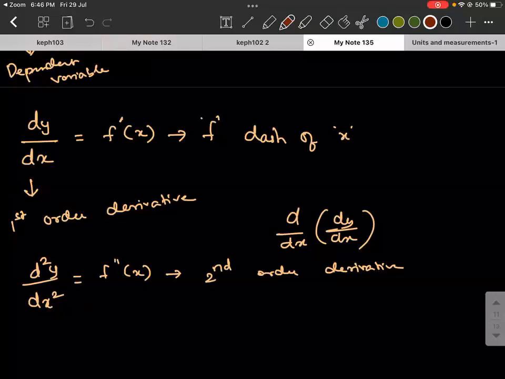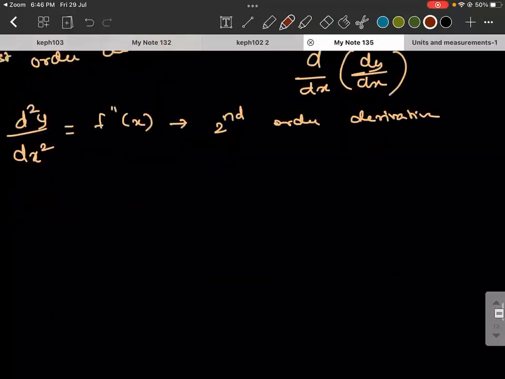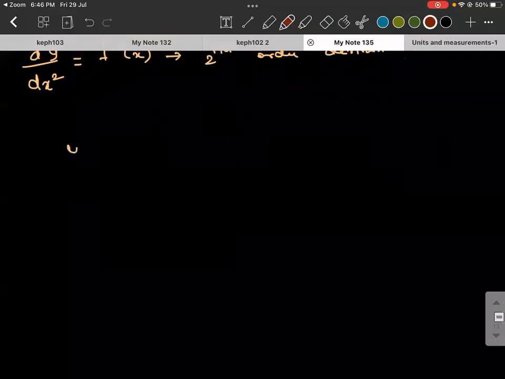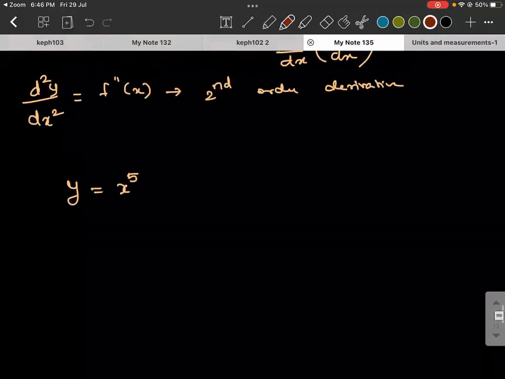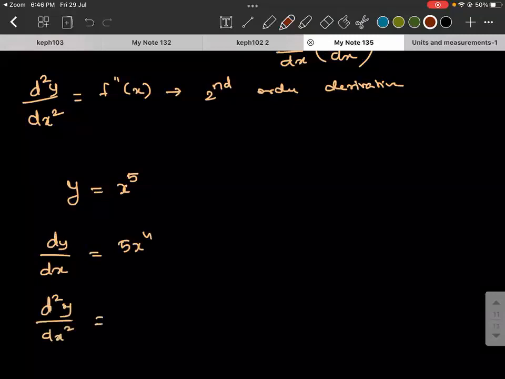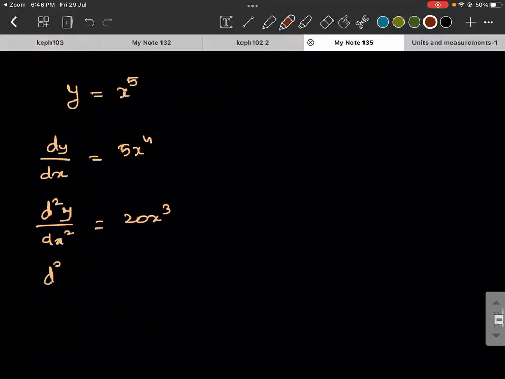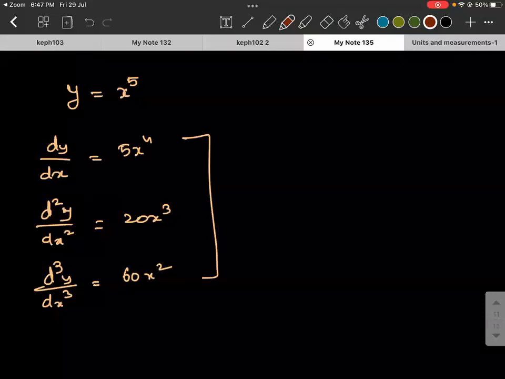Am I clear? For example, if I have y is equal to, let's say I have x power 5. Then what is dy by dx? 5x power 4. Then what is d square y by dx square? 20x cube. What is d cube y by dx cube? Are you able to understand? So like this, it keeps changing. This is the order in which you differentiate.